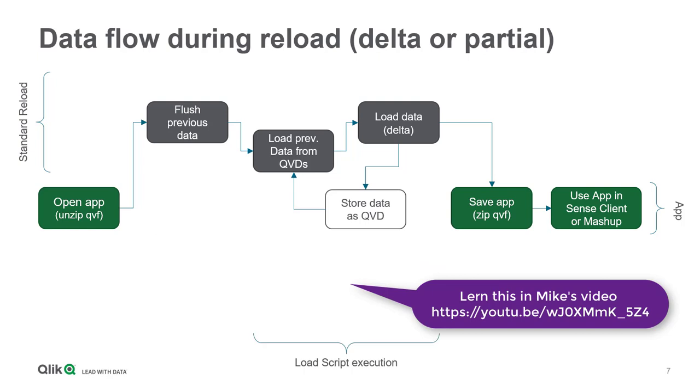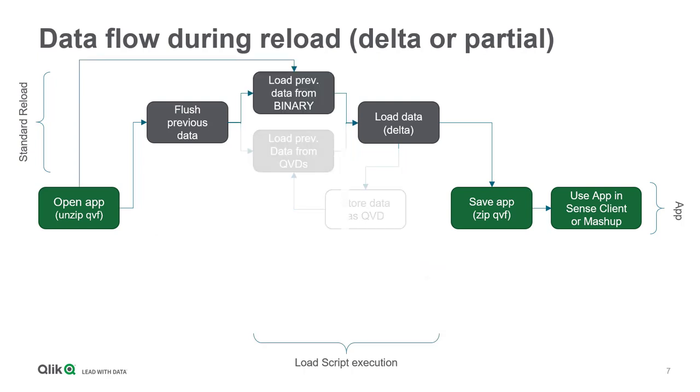There's also one other technique, and that is the concept of binary load. A binary load means you take an app, and it could be the app that you're just reloading itself. So it takes the latest version of it that it had on hard drive, loads the entire data model at once, and then loads the delta, and then saves the app. It starts with flushing the data, but it's quickly getting the entire data set from the previous step using that binary load.